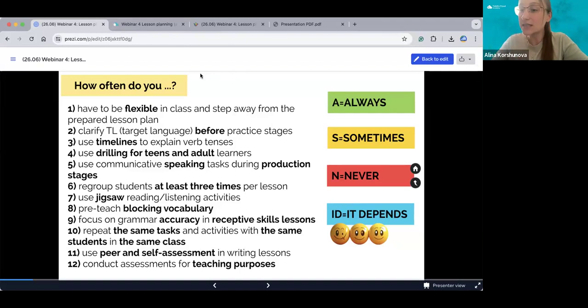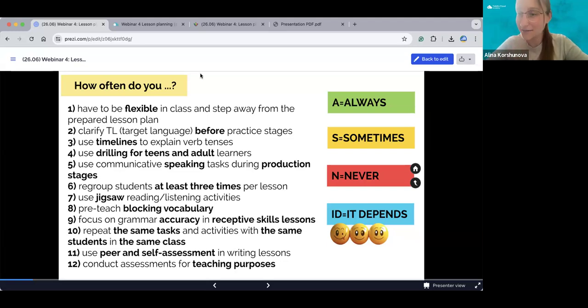It depends on the type of framework that you choose. If, for example, you choose PPP, presentation, practice, production, you will first present the language, clarify it, check understanding, and then give your students some opportunity to practice. But if you choose, remember we've talked about TTT, or TBL, task-based learning, probably you first give your students a practice task, and then you clarify something that they don't understand. Okay, let's move next.